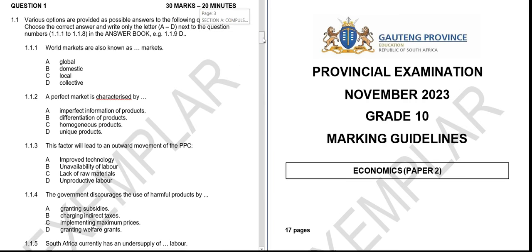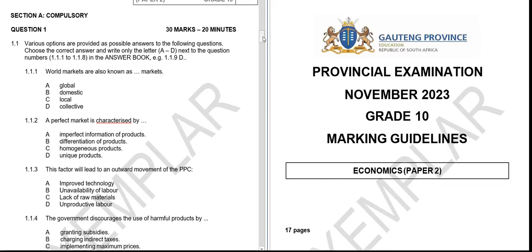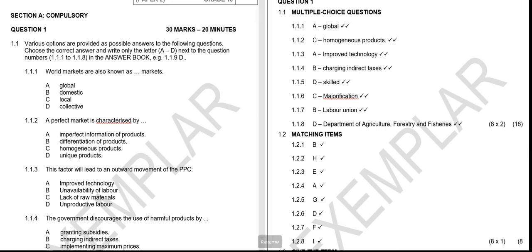Of course, our section A starts with the multiple choice section. So we are going to refer to our marking guideline, where we are going to have the correct answers aligning with the questions that we have in the question paper. So on the first question, world markets are known as, of course, the correct response is A, which is global markets. Remember, global markets represent markets all over the world. So they are global markets.